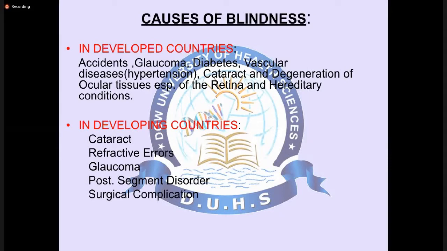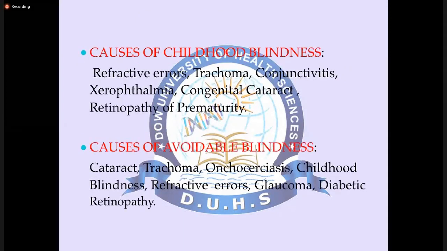Vascular diseases like hypertension, cataract, and hereditary and degeneration of ocular tissues. In developing countries: cataract, refractive errors, glaucoma, and surgical complications. Causes of childhood blindness: refractive errors, trachoma, conjunctivitis, xerophthalmia, which is dry eye, congenital cataract, retinopathy of prematurity. And causes of avoidable blindness: cataract, trachoma, onchocerciasis, childhood blindness, refractive errors, glaucoma, and diabetic retinopathy.